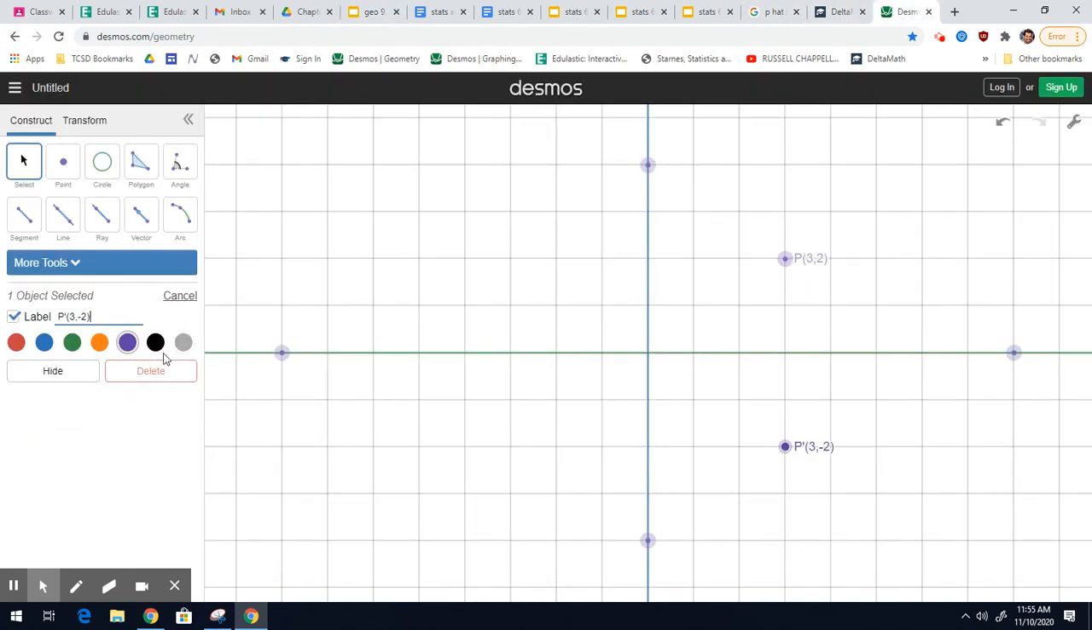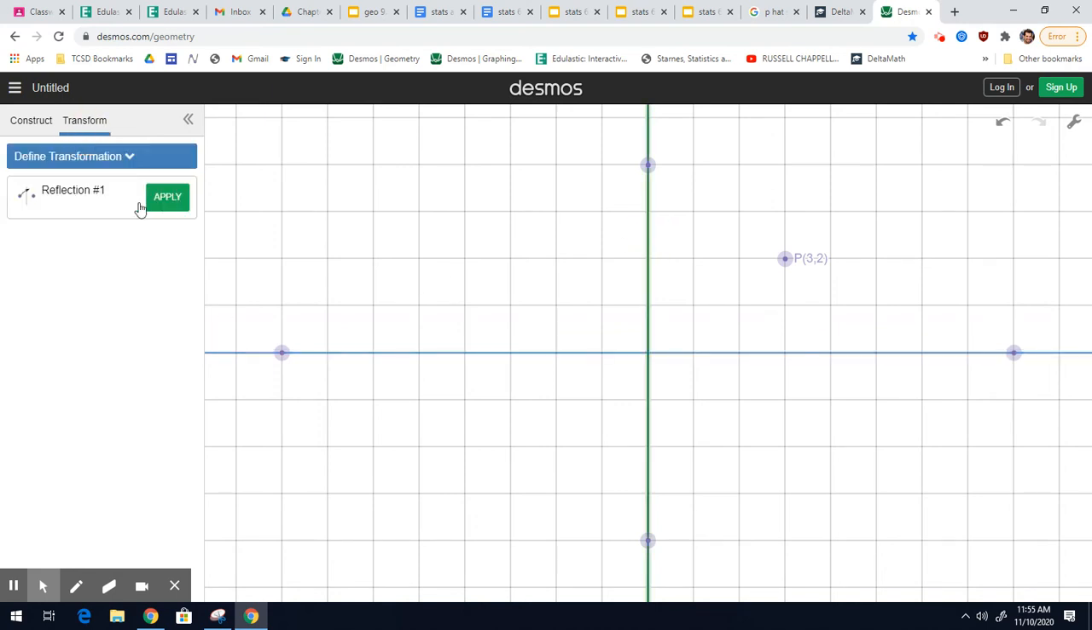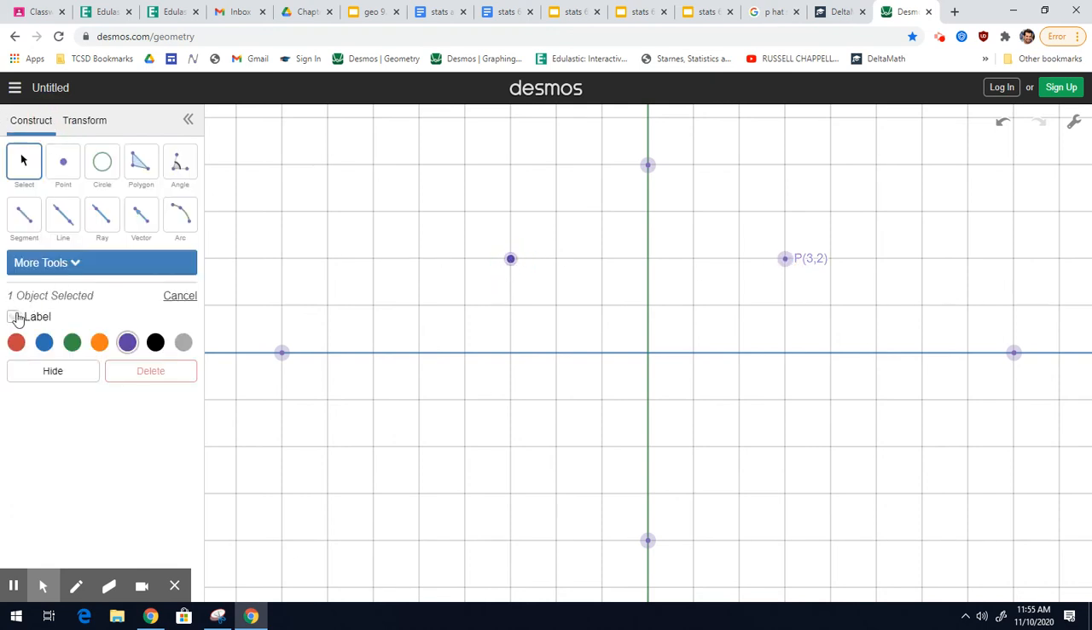So I'm going to delete that point. I'm going to make that blue. Let's make the y-axis green now. Let's go into our transform. Let's delete this. Okay, so now let's define a transformation or reflection across the y-axis. All right, let's take point P, let's reflect it across the y-axis, and boom, there's our image P prime.